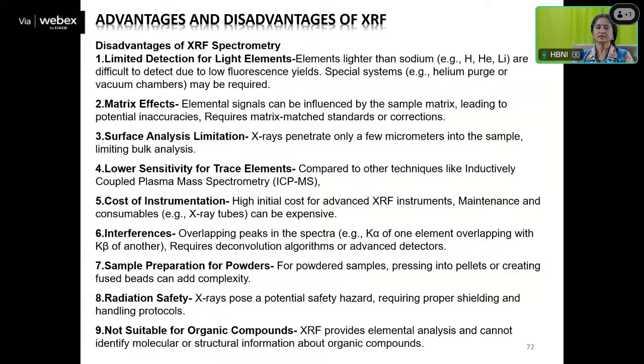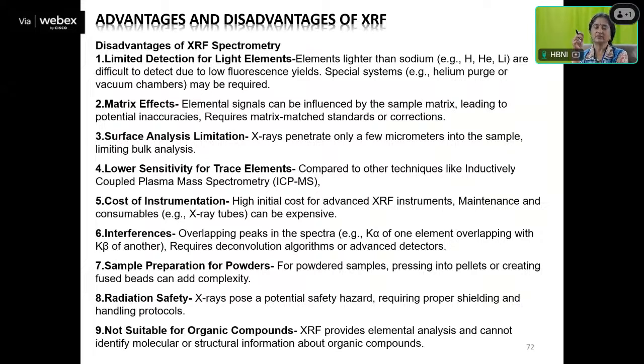So now disadvantages are also there. Limited detection for light elements. There can be matrix effect. Like you see, light elements lighter than sodium, for example hydrogen, helium, lithium, are difficult to detect due to low fluorescence yields. So special instruments like helium purge or vacuum chambers may be required. So matrix effects: elemental signals can be influenced by the sample matrix, leading to potential inaccuracies. So it requires matrix matched standards for correction.